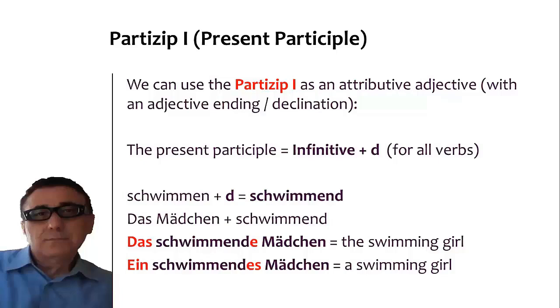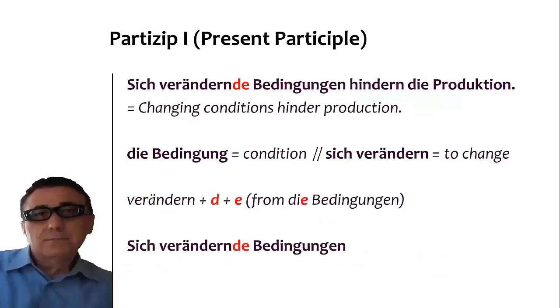If we use, however, an indefinite article, ein, if we talk about any girl in general, then we have to say ein schwimmendes Mädchen. The article das comes in the form of S at the end of schwimmend instead of E in the above sentence. Another sample sentence to discuss Partizip I.